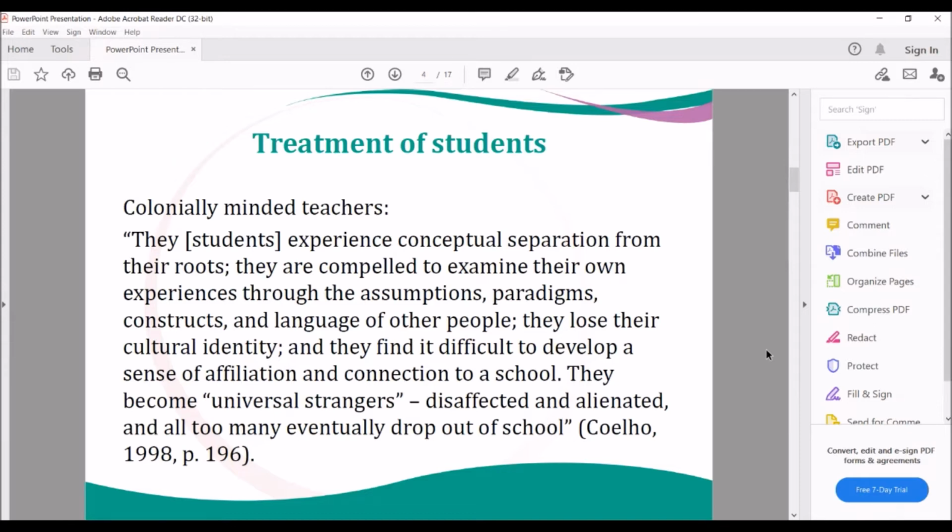They, students, experience conceptual separation from their roots. They are compelled to examine their own experiences through the assumptions, paradigms, constructs, and language of other people. They lose their cultural identity, and they find it difficult to develop a sense of affiliation and connection to a school. They become universal strangers, disaffected and alienated, and all too many eventually drop out of school.